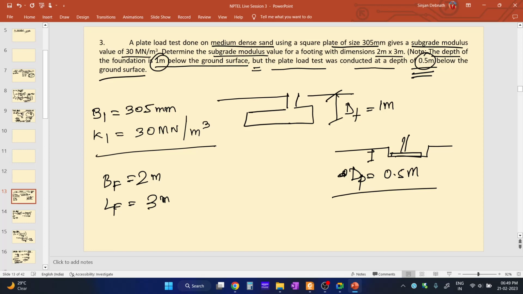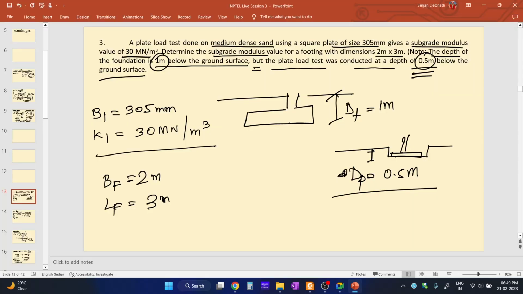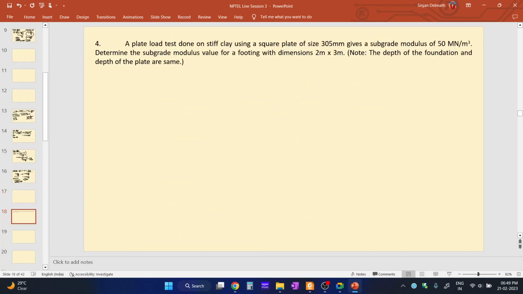Let me see if there is any question in the chat box. Okay, fine. So now let's come to the fourth question. Here, the plate load test is done on stiff clay, using a square plate of size 305 millimeter, which gives a subgrade modulus of 50 meganewton per meter cube. Determine the subgrade modulus value for a footing having dimensions 2 meter by 3 meter. The depth of the foundation and the depth of the plate are the same.